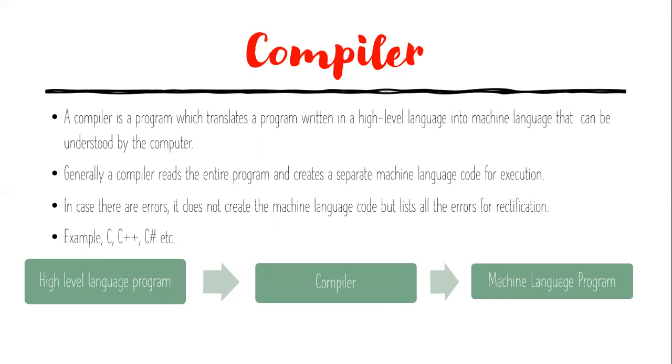So what does a compiler mean? It translates the high level language into a machine language so that a computer can understand. It converts the program we have given into a separate machine code for execution. If there are any errors, it won't convert it into machine language and simply lists whatever errors are there so that we can rectify them. For example, C, C++, C hash, these all come under the high level programming languages.